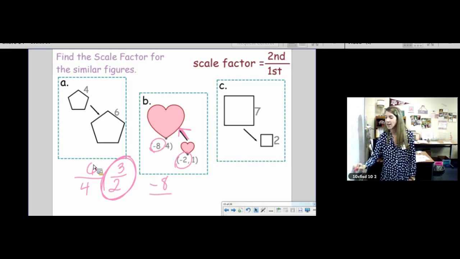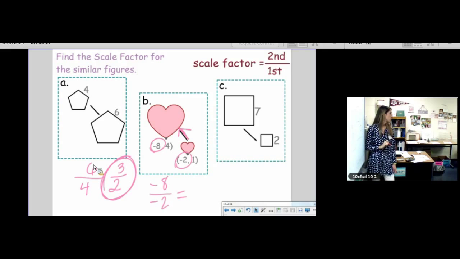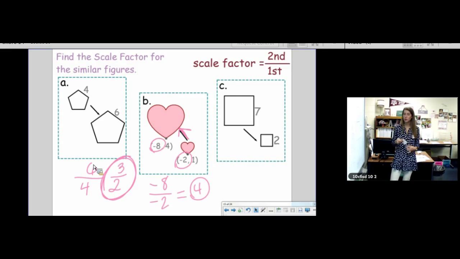What is negative 8 divided by negative 2? 4. The scale factor is 4. That means that heart is 4 times bigger than that heart. Have you ever seen the Grinch movie and it was like his heart was smaller, a certain number of times smaller than the normal heart, but then at the end it grew?